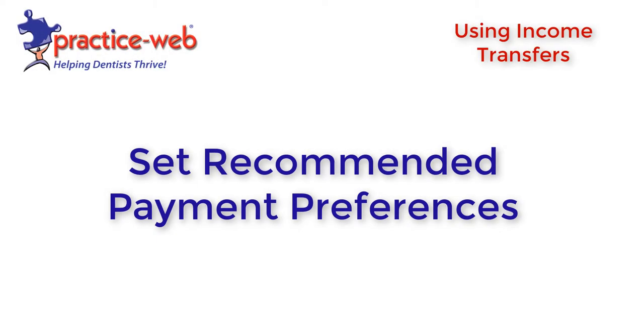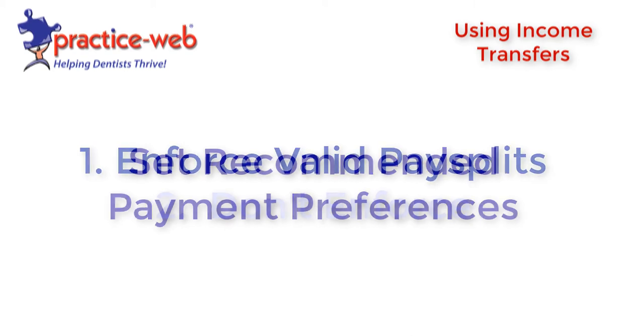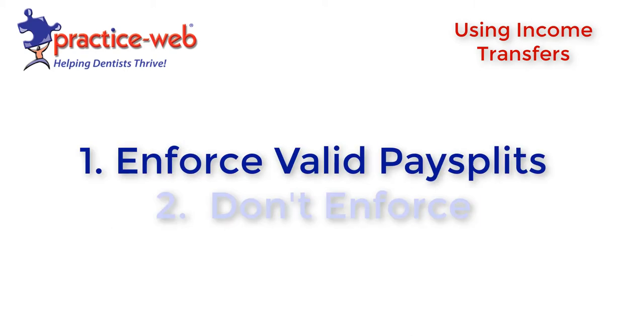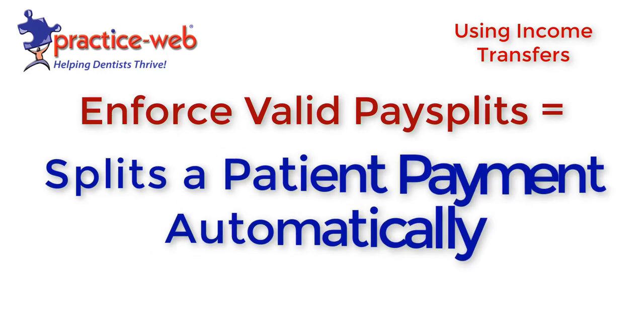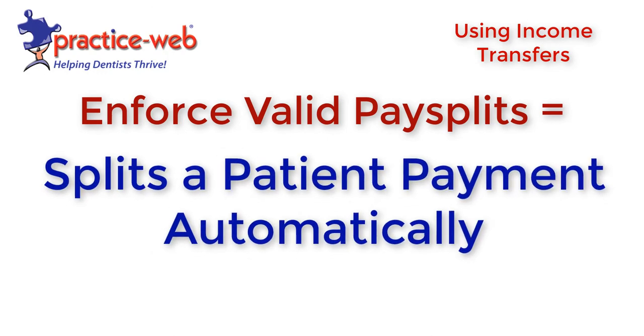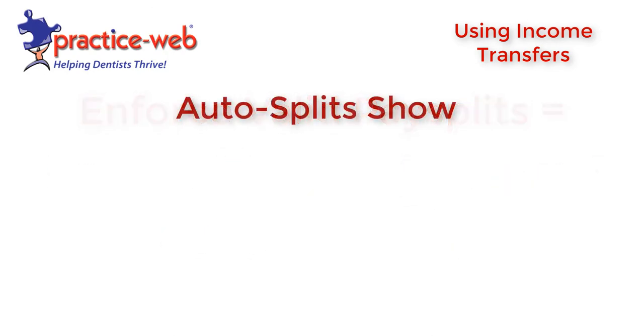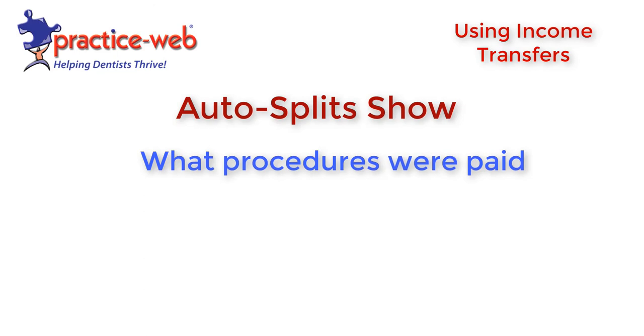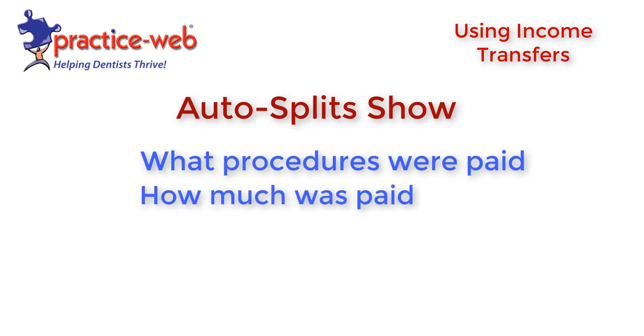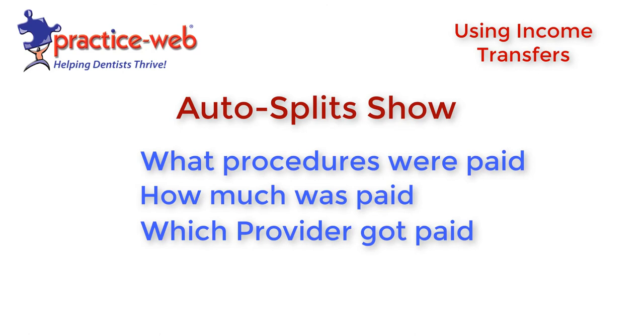Set recommended payment preferences. Patient payment splits can be set up different ways based on your practice flow. We'll go over two common ways. The first is you can enforce valid pay splits with the auto split feature. This is recommended for an office that wants to know what procedures your patient payments are paying on and which provider it should be associated with.